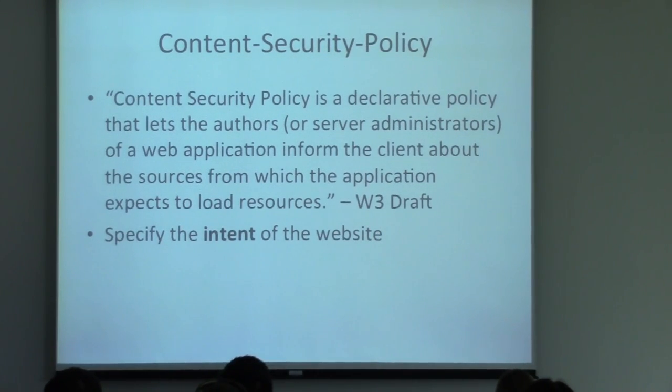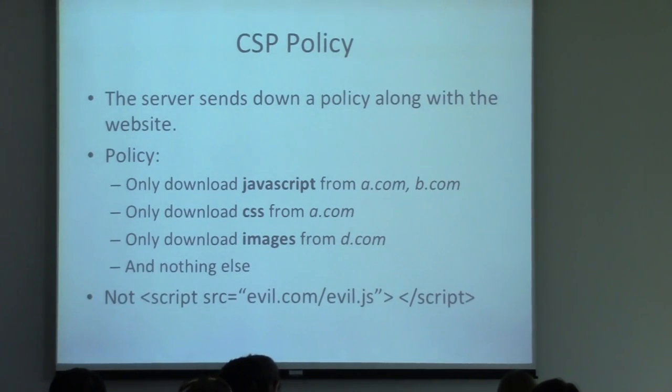So content security policy, the official definition is what's written up there, but the idea is that your website can tell the browsers what content it should allow and which content it shouldn't. It specifies the intent of the website. And so it sends down the policy. I write down CSP policy. I know that's like ATM machine, but when I say policy, I mean the actual policy string. So the server sends down this policy along with the website. It can send it in either an HTTP header or a meta tag.